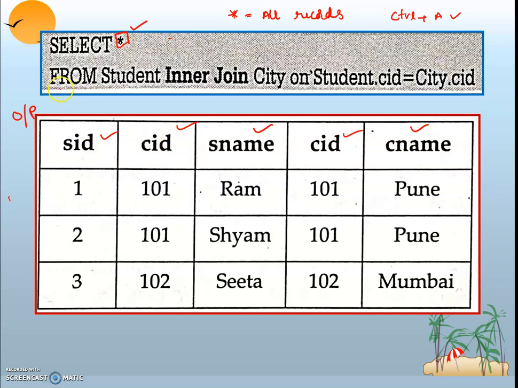Now from, what is the first table name? That is student. And now I said in inner join you have to mention the name of the second table. So what is the name of the second table? City. And then go for the on clause, and now you mention the common attribute condition. So what is that condition? Student dot cid is equal to city dot cid, because you are referring to cid present in student is equal to cid present in the city. This is how the link will exist between both the tables. Now let's try to check the output.